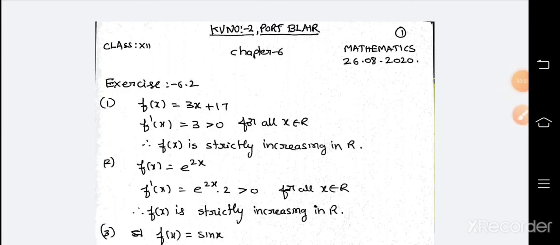So as discussed in the last class, I discussed what an increasing function and a decreasing function are, their introductions, and some simple examples. In this session I'm discussing exercise 6.2 questions related to increasing and decreasing functions. Before discussing that, let me just revise. Let me explain what increasing and decreasing functions are.